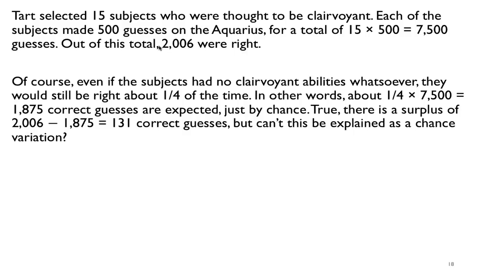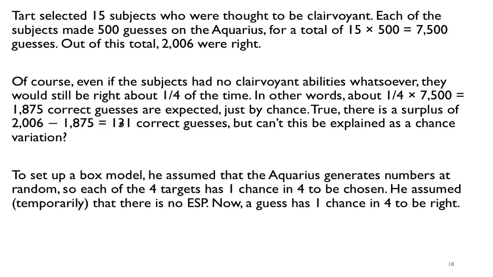Now, even if they were guessing, they should get about 25% right. And so that means the expected value of the number right they get is 1875. Now they got 2006. That means they got 131 more than what is expected. So the question is: is this due to chance or is it something else?